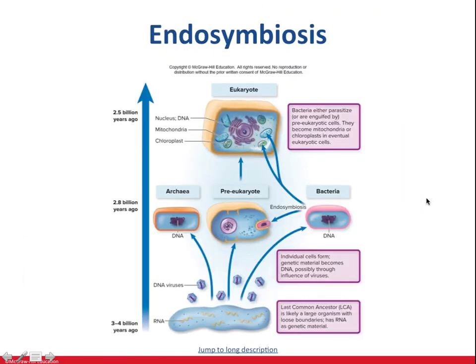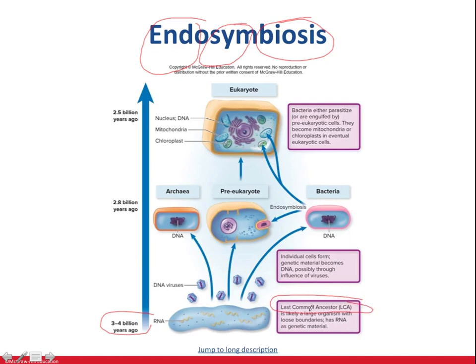So let's talk about endosymbiosis. Endo means inner, symbio means together, and biosis means life. The scientists believe that the eukaryotes, archaea, and bacteria all come from a last common ancestor. This is the primitive cell that emerged 3 to 4 billion years ago.